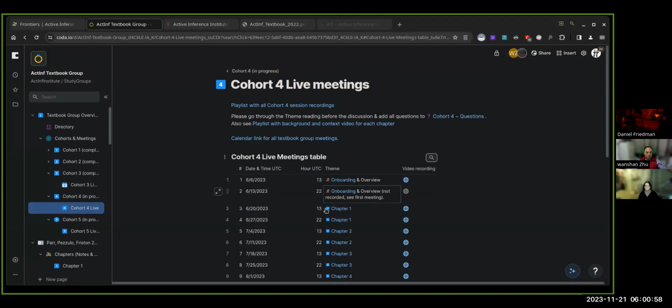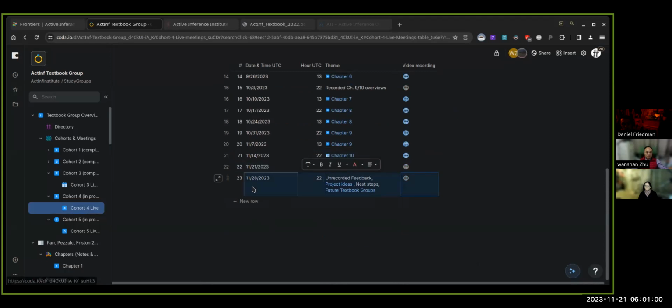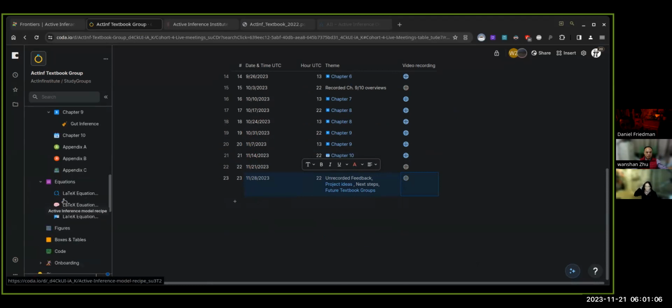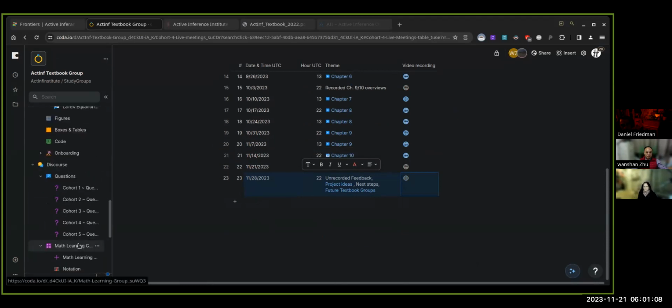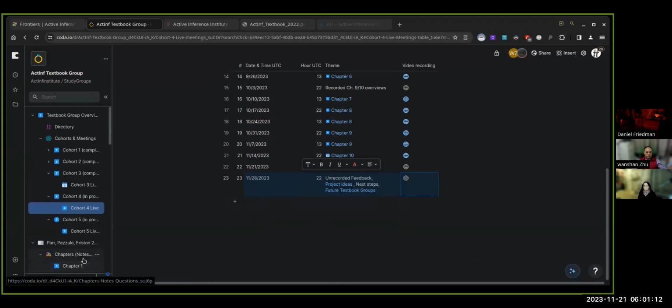That does not conclude cohort 4. I hope that people return next week to discuss more, update things, develop things, add projects, add questions, develop the answers.